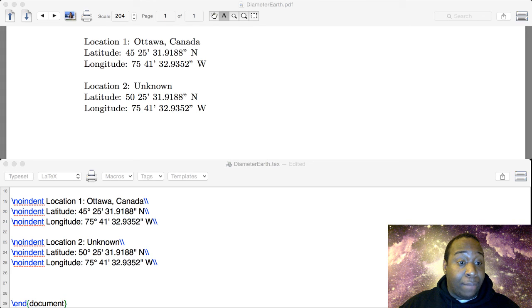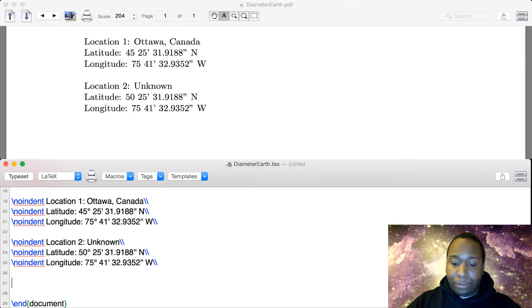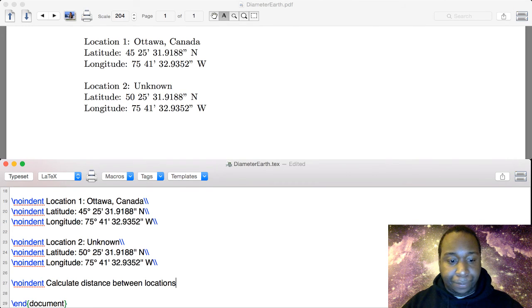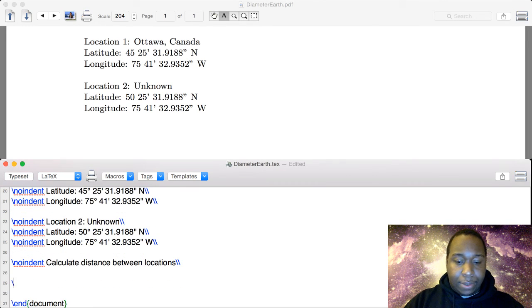Oh, wait a second. Let me correct myself. So we need 5 degrees, which corresponds to 300 nautical miles. We need to use this conversion factor to figure out the distance. All right, so let's go ahead and do that. Let's go ahead and calculate the distance between 2 locations.